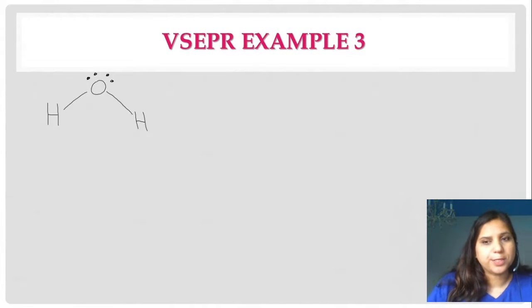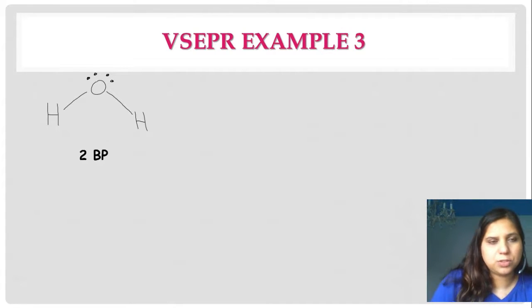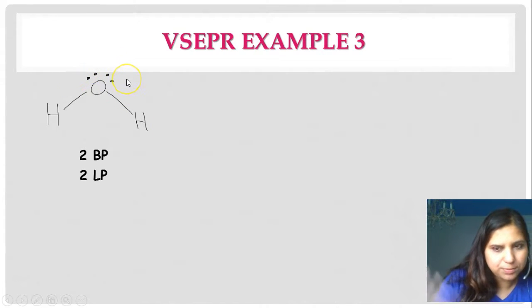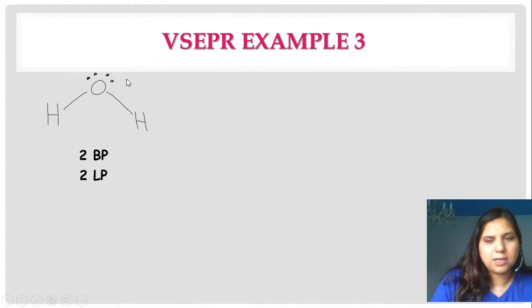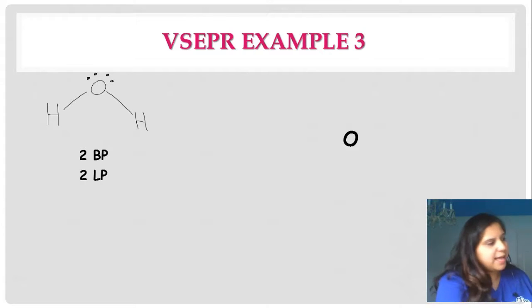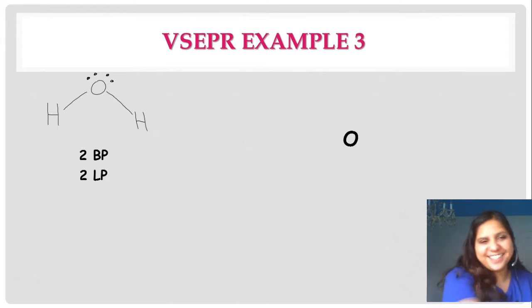Number 3, we're going to do the shape for water. And so we've got 2 bonding pairs, 1, 2, BP for short, 2 lone pairs, 1, 2, LP for short. And then we're going to draw the shape. I'm going to draw it exactly how it is on here, except we are replacing the E's and the X's.